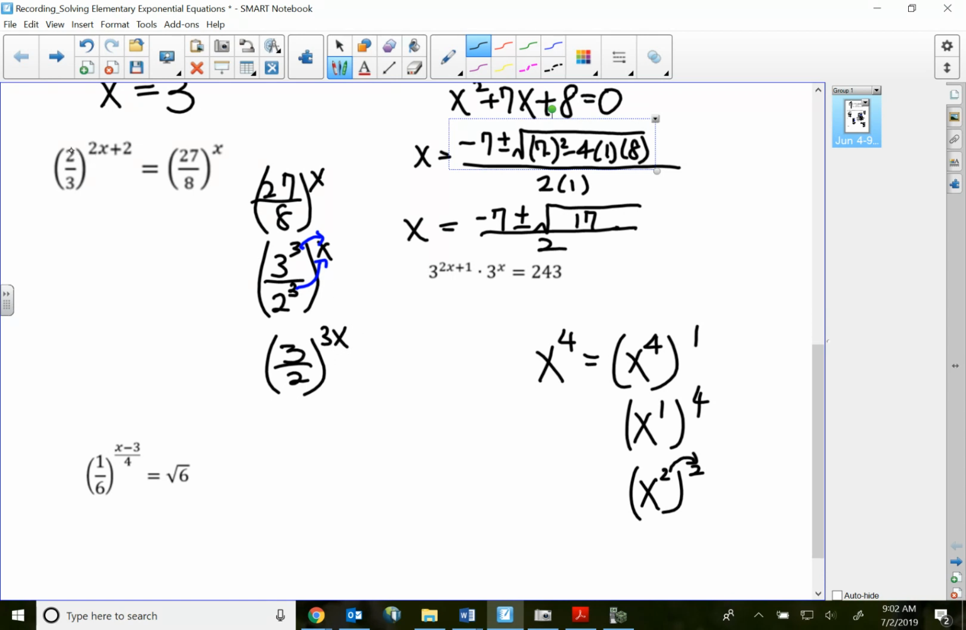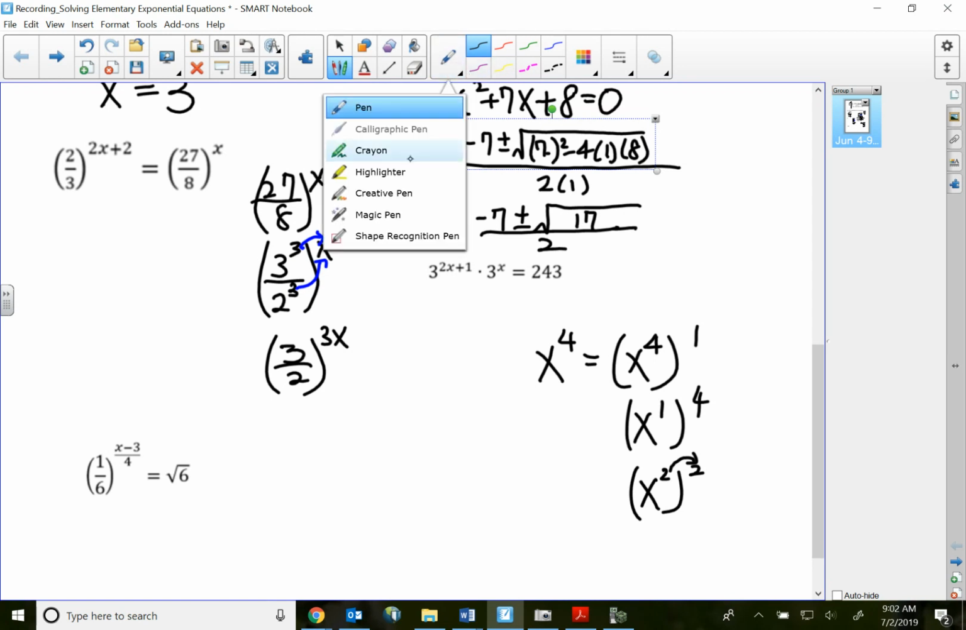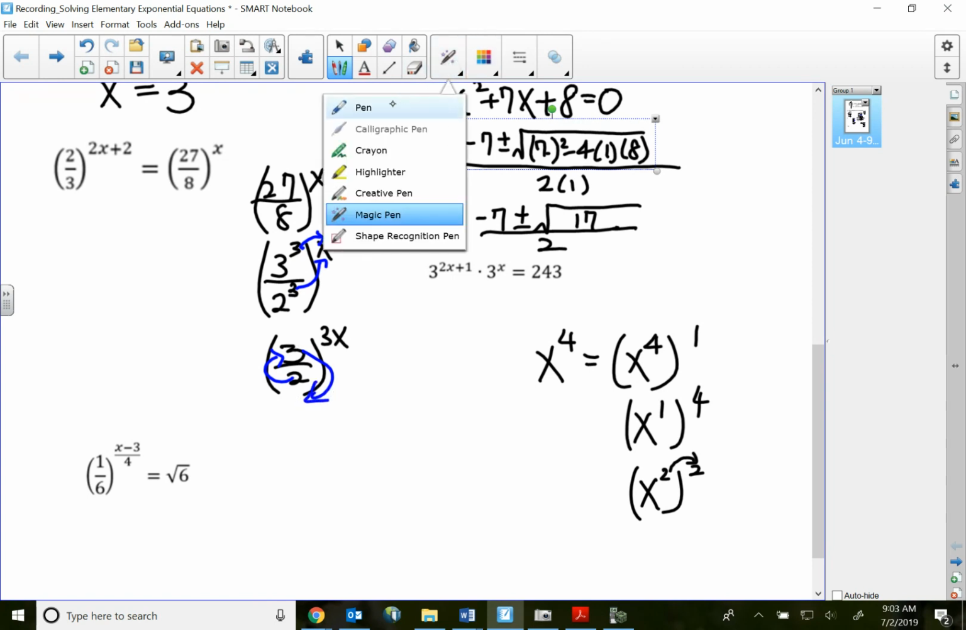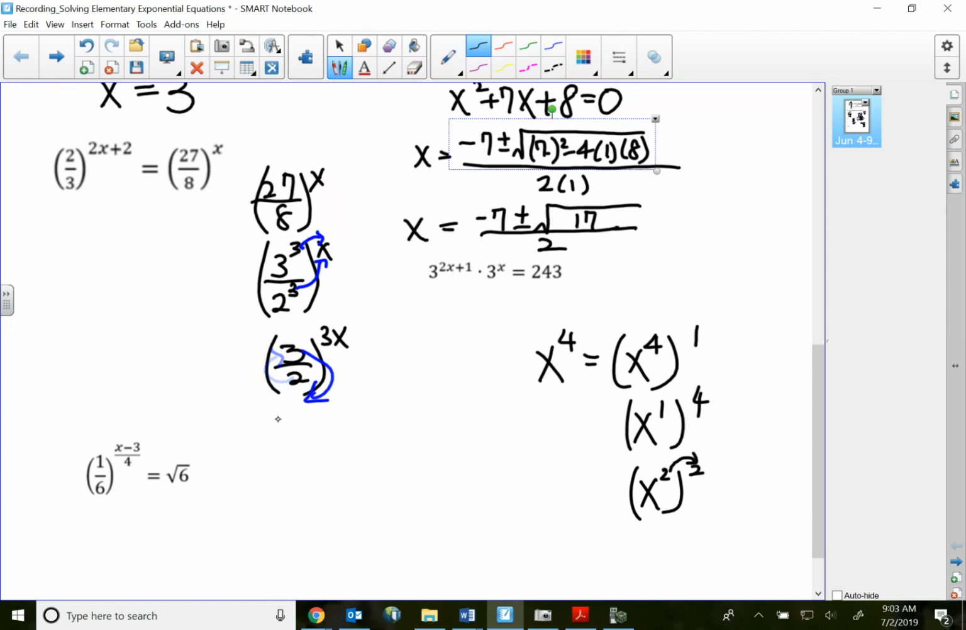3 over 2 is not quite the same as 2/3. So to make 3 over 2 into 2/3, I will have to flip. That's where the negative exponent comes from. If the 2 needs to go to the top, 3 needs to come to the bottom. Since both bases flip, they will all have an exponent of -1. So that should be 3 to the -1, 2 to the -1 on top, whole thing to the 3x power.